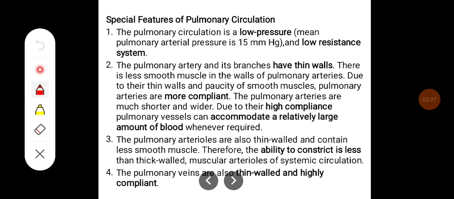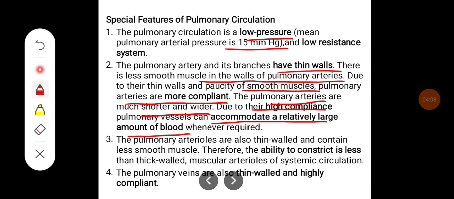Some of the special features of pulmonary circulation: the pulmonary circulation is a low pressure, that is, a low resistance system, that is, mean pulmonary arterial pressure is just 15 millimeters of Hg. The pulmonary artery and its branches have thin walls. There is less smooth muscle in the walls of pulmonary arteries. Due to their thin walls and paucity of smooth muscle, pulmonary arteries are more compliant. Pulmonary arteries are much shorter and wider. Due to their high compliance, pulmonary vessels can accommodate relatively large amount of blood whenever required.